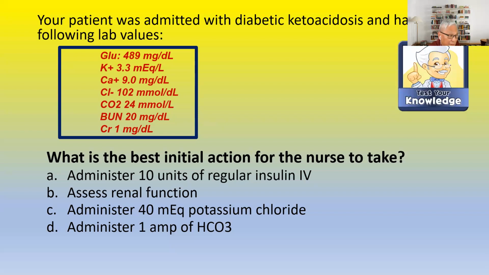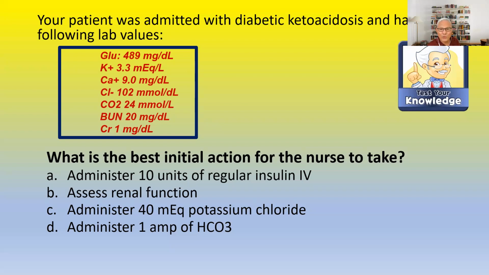Okay, so we could eliminate letter D, right? We never give bicarbonate. Now, what would happen to your potassium of 3.3 if you give insulin? What would happen to your potassium if you give insulin? It goes down. Yes, and that is the reason why you would not want to do that. Letter A is going to be incorrect. You're going to kill the patient. All right, so the correct answer is letter C.